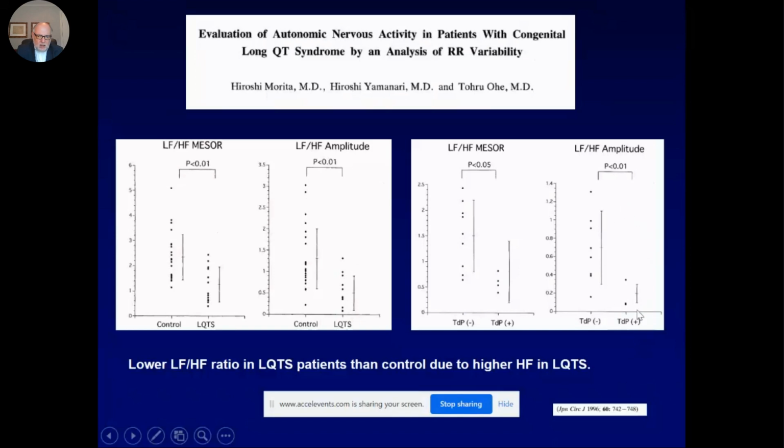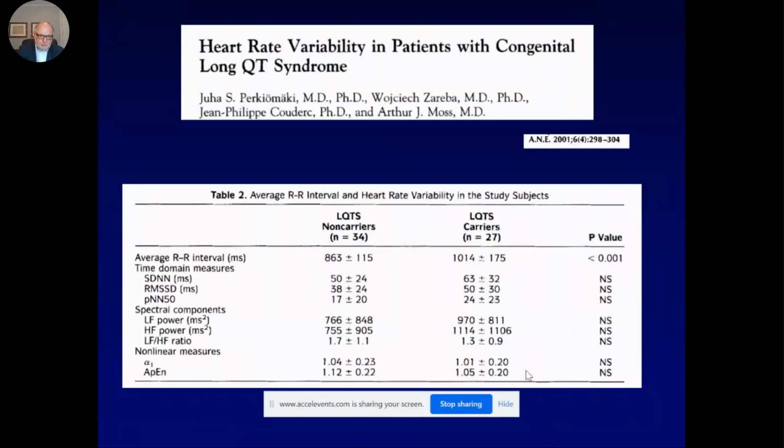And when they looked at people among long QT who developed torsade versus those who didn't develop arrhythmia, you see that there is a lower value. When they analyzed the details, they identified that the lower LF-HF ratio in long QT patients was mostly due to the high frequency component. So it is kind of a higher vagal tone in the people who are more likely to be long QT or more likely to develop arrhythmic events.